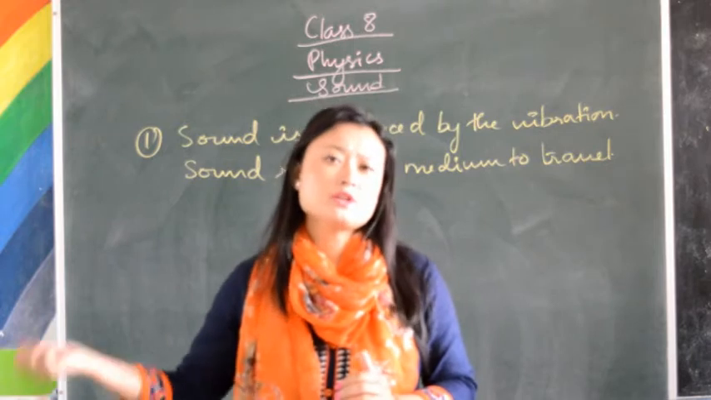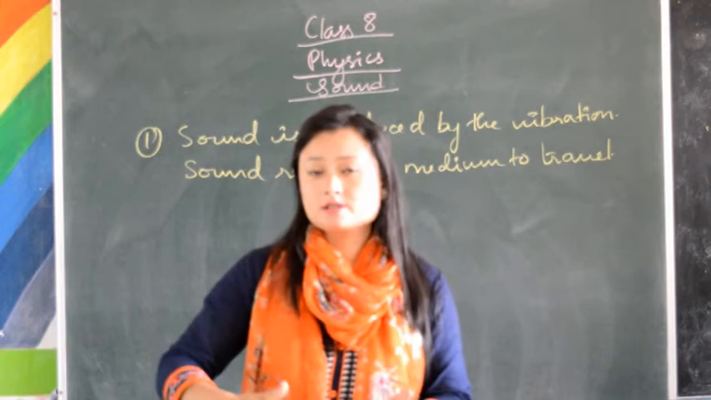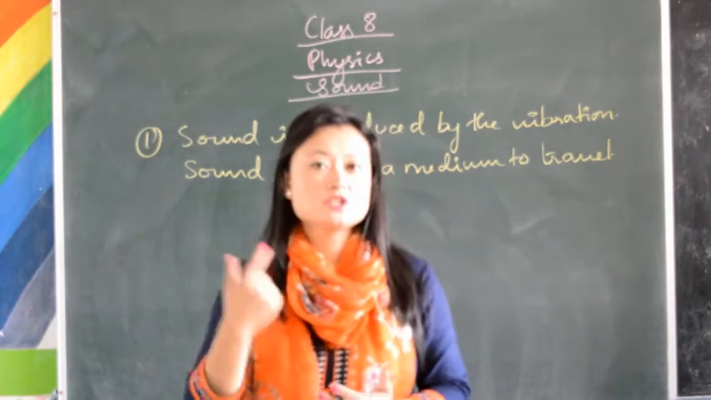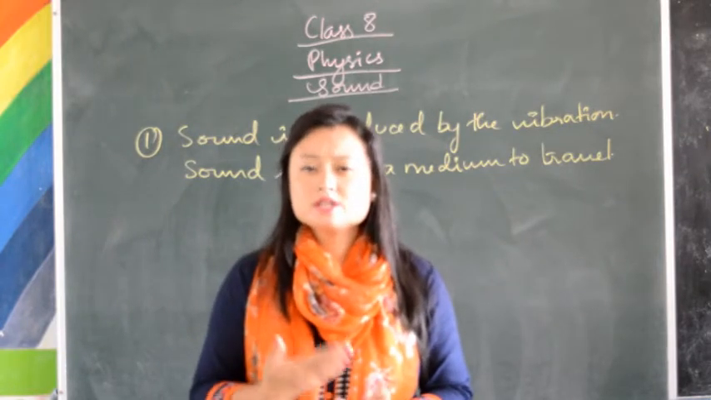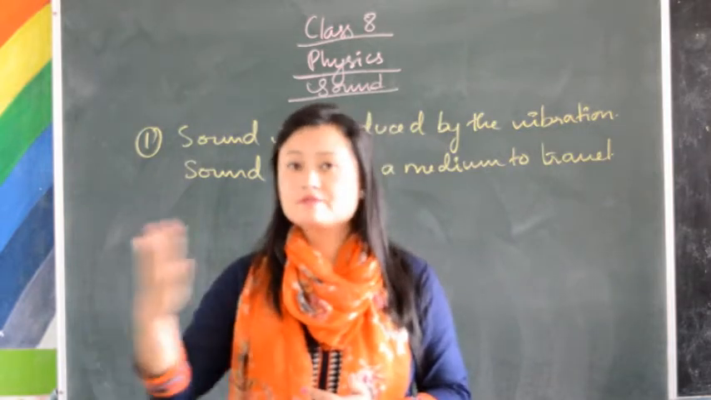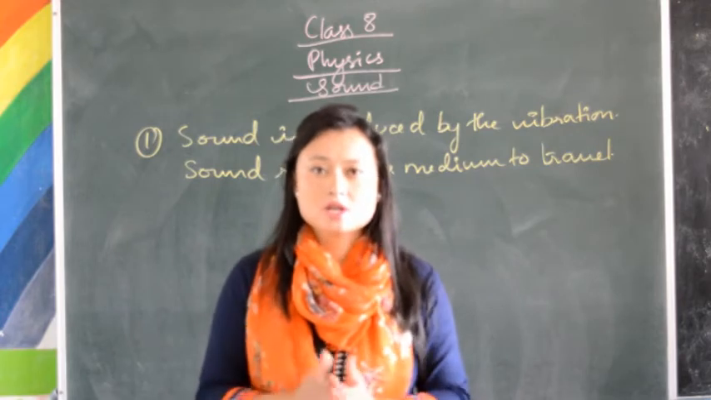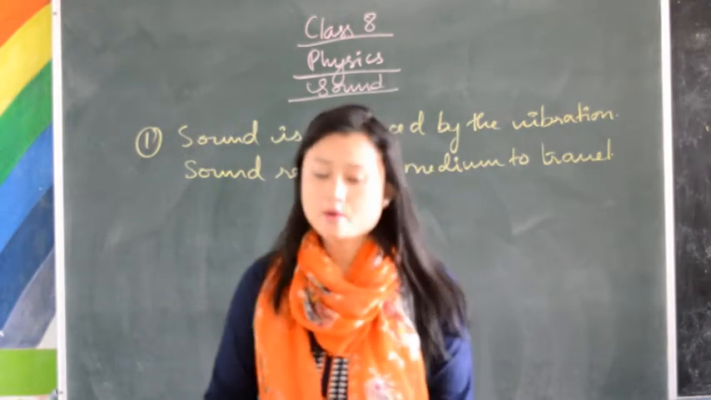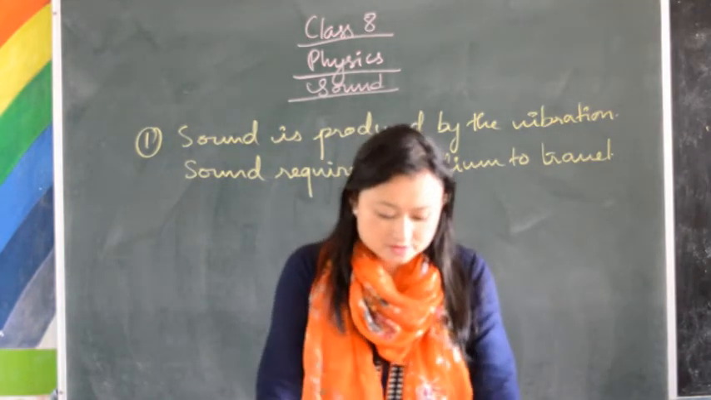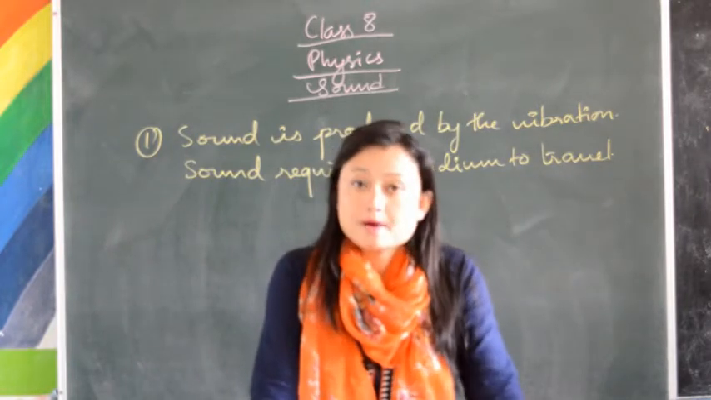Now you ring your phone again, you call your phone again. What will happen? You see the phone vibrating, but you will not hear the sound. What does it mean? It means that sound requires a medium to travel. If there is no medium, you will not be able to hear the sound. So this is what it means: sound requires a medium to travel or to propagate. Propagate means to travel. Sound needs a medium for its propagation.